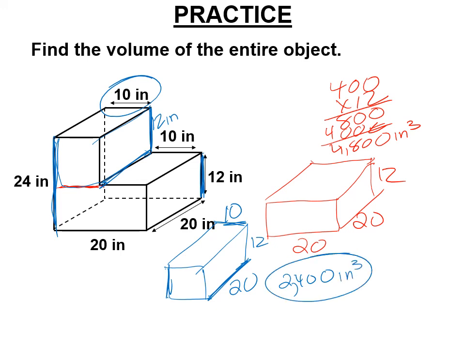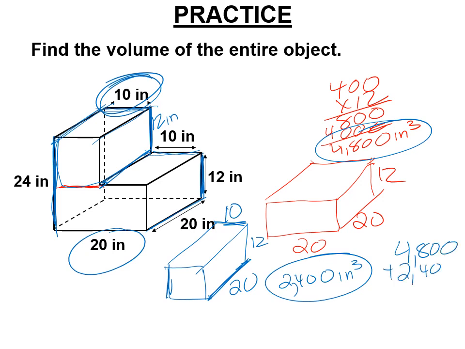Oh, it's half as big, because it's the same distance back, 20. It's the same width, 10, but it's only 10 inches wide rather than 20 inches wide. But both sections are 12 inches high. So we have to add them both up. We had the larger one, which was 4,800. We have the smaller one, that's 2,400. And the whole thing is 7,200 cubic inches of volume.